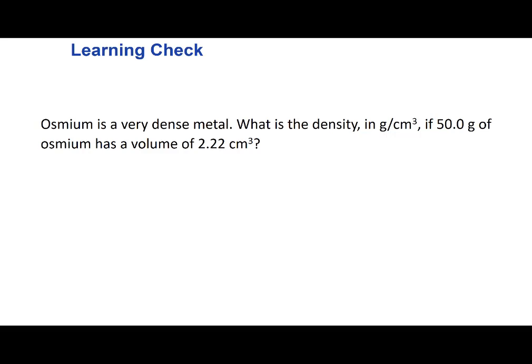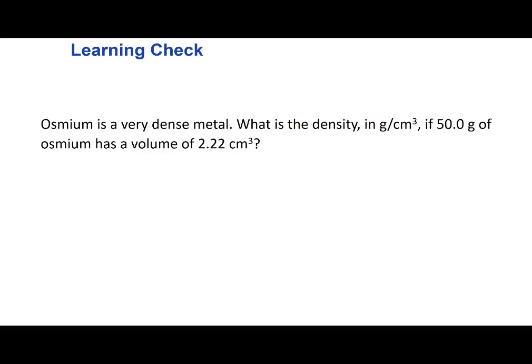Here's an example problem where we're given the mass in grams and the volume in cubic centimeters of a piece of osmium, which is a really dense metal. It has pretty weird chemical properties, and it's fairly toxic too. Fortunately, it's not very common.